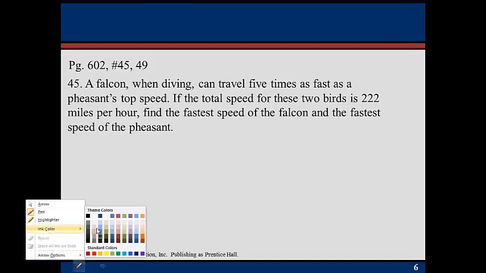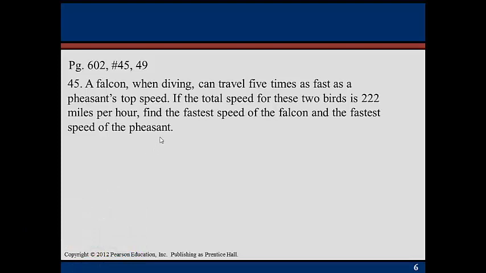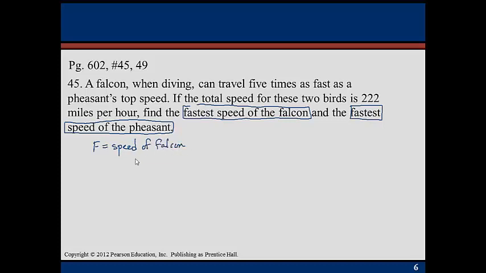So step 1 was to understand the problem. So first, let's go ahead and figure out what we need to find. We're finding the fastest speed of the falcon and the fastest speed of the pheasant. So now let me use some variables. Let's use f to be the speed of the falcon. And let p be the speed of the pheasant.